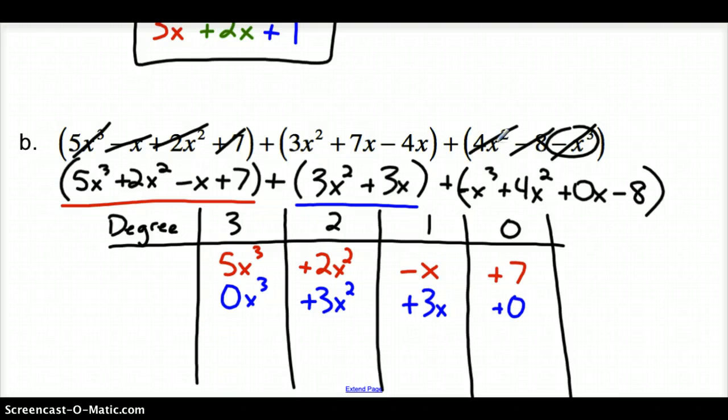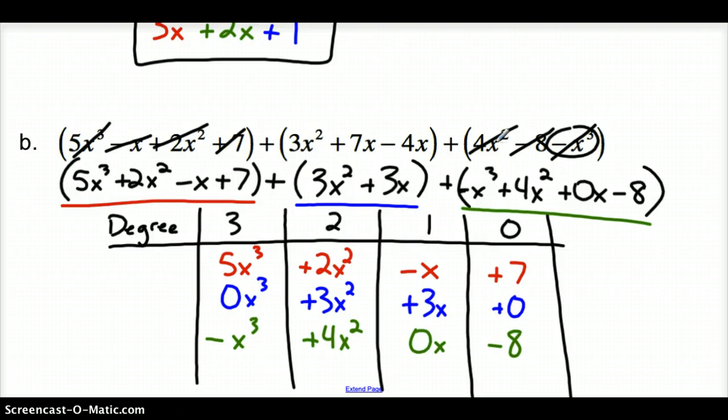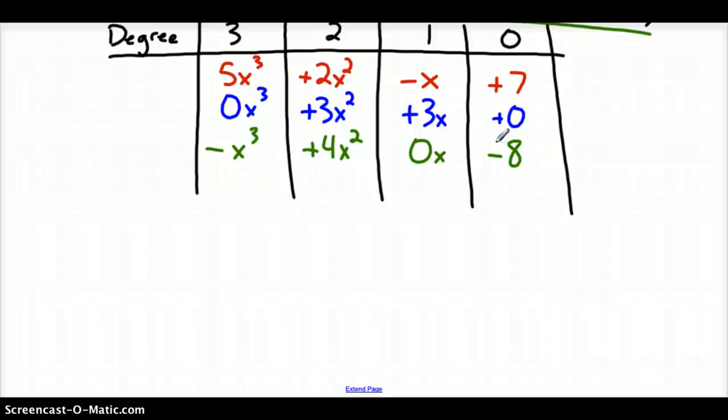My final polynomial I'll call my green polynomial. My degree of 3 here is now negative x cubed. My degree of 2, I have positive 4x squared. My x term, I have 0x, which is just my placeholder there. And then finally, I have this negative 8. So now the only thing I have to do is add all these things up.